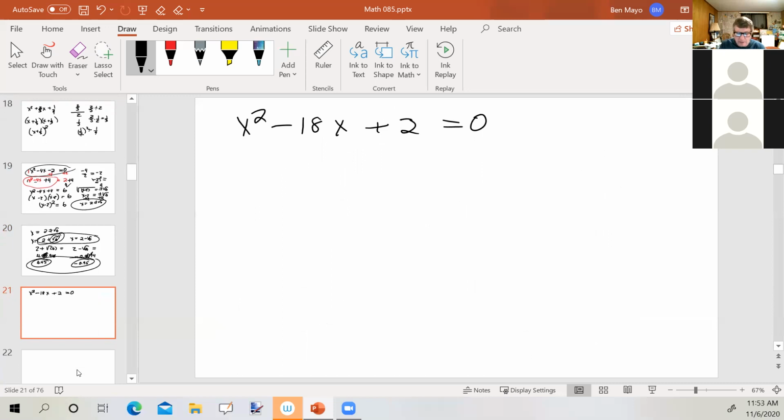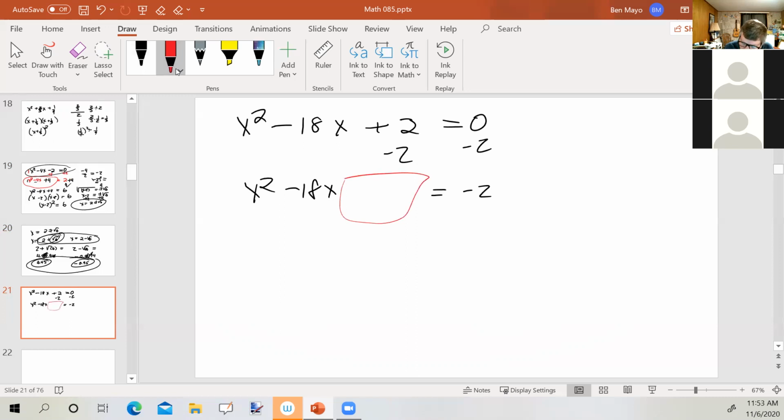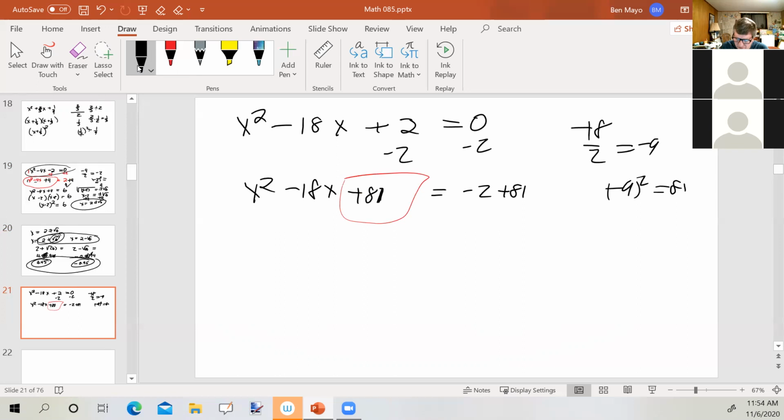So again, I have a leading coefficient of 1, so I don't need to worry about that. I'm going to move the constant term to the other side of the equation. Notice, and I did this in the last problem too, that I leave a gap right there. That's to put that number in that we're going to find. So I'm going to take negative 18 divided by 2, that quantity squared. So I'm going to add 81 to both sides of the equation.